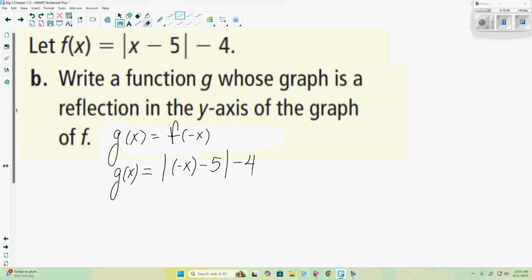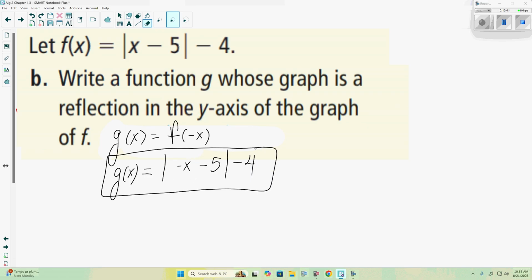Well, we don't really need the parentheses, so we can drop them, telling us g of x is equal to the absolute value of negative x minus 5 minus 4. That's it. How do we feel with reflections?